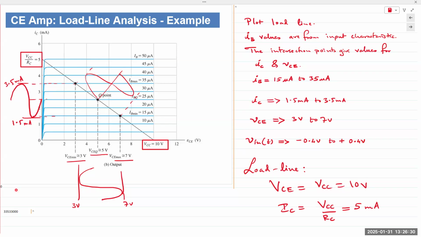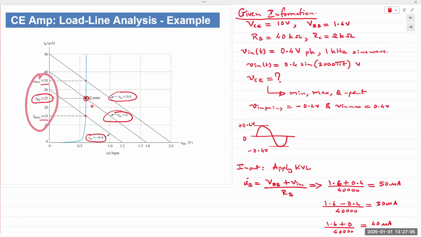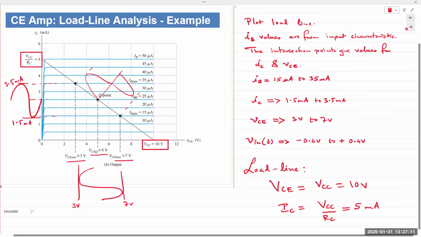So we go to the input side, we find the values for IB, and we bring those 3 values here. Those 3 values were 15, 25, and 35. And so those 3 lines are the plots that we are interested in. Again, the output load line intersects in 10 different points. We need only 3, 15, 25, and 35, which we obtain from load line analysis of the input side.